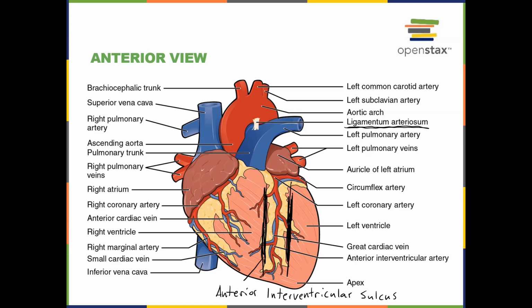Ligamentum arteriosum, connecting between the pulmonary trunk and the arch of the aorta, is a remnant from a structure known as the ductus arteriosus. In the fetal circulation, the lungs are not functioning for gas exchange. The ductus arteriosus would allow blood to be shunted from the pulmonary trunk into the aorta to bypass the lungs and go directly into the systemic circuit.